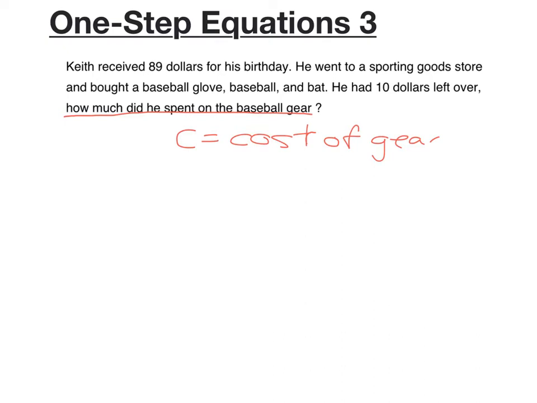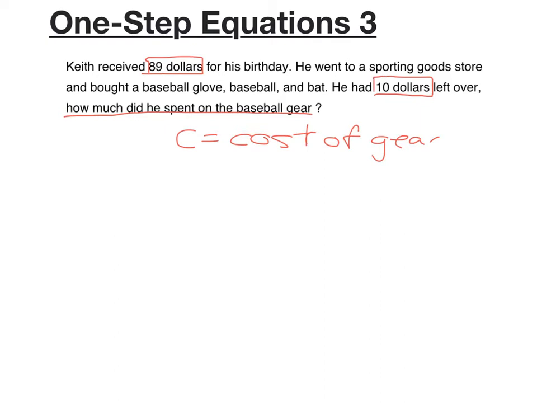Now, I want to make sure I put a box around the numbers that are going to be important for me solving this problem. I know that he had $89 for his birthday. I'm going to put a box around $89. That's how much he got for his birthday. And he had $10 left over.